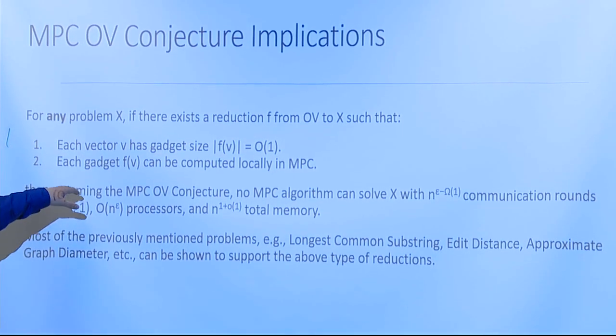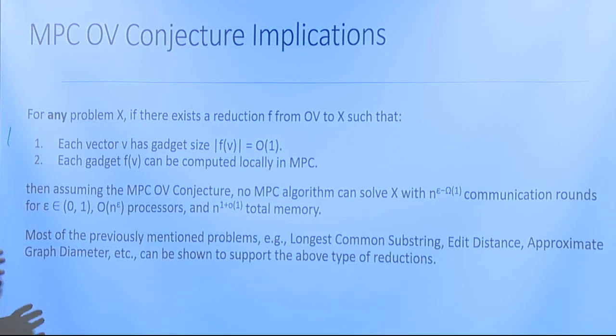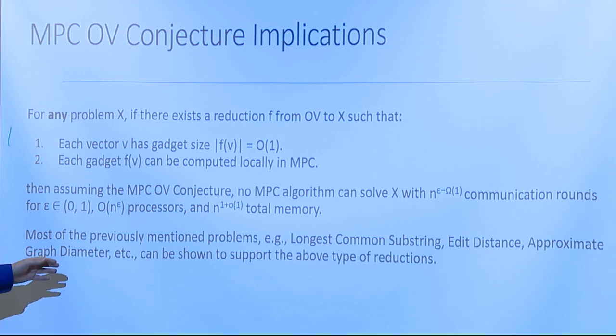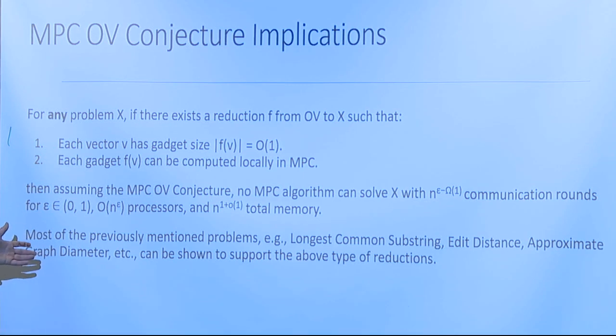And this is simple: as long as you can do some gadget things locally, you can reduce that problem to the OV problem, and then you can say that problem is hard. As a result, lots of problems are hard. For example, some famous problems are graph diameter. Using graph diameter, we can show that it also needs n to the epsilon rounds, even for a sparse graph.